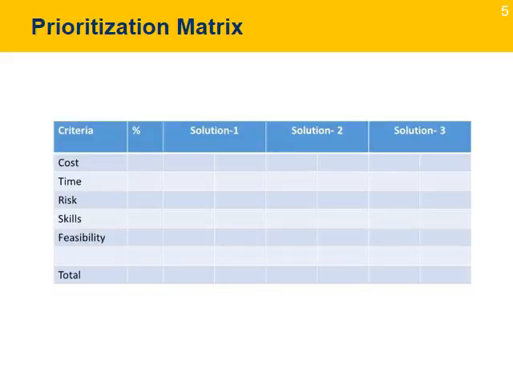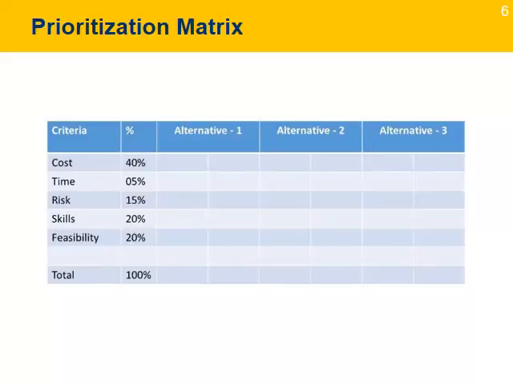The prioritization matrix is a method to compare how well each solution achieves the objective of solving the problem. The prioritization matrix uses weighted scores to rank each solution. The solution with the highest score is considered the best choice.